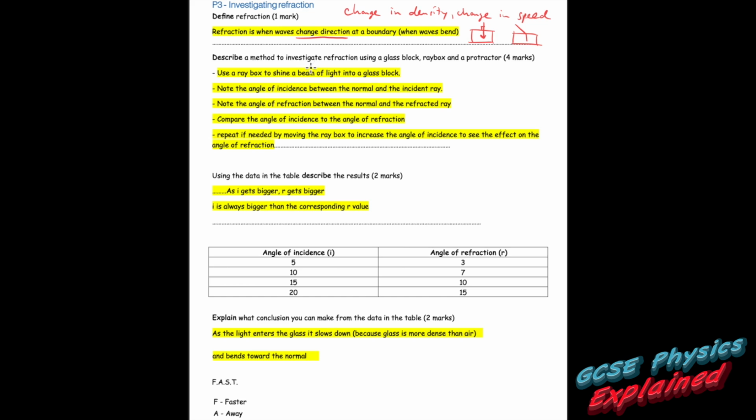Describe a method to investigate refraction using a glass block, ray box and a protractor. 4 marks. Tell the examiner, use a ray box to shine a beam of light into a glass block. Note the angle of incidence between the normal and the incident ray.